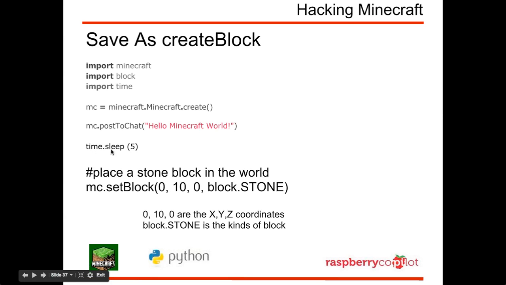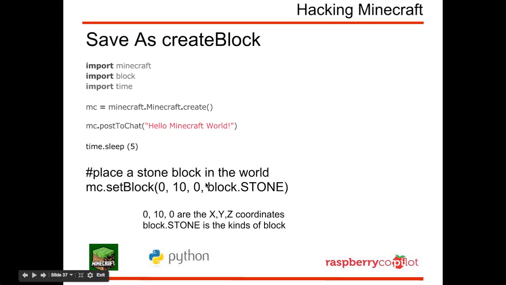So hello Minecraft world will stay up for 5 seconds, and then we're going to place a stone block in the world. This is the new code. Again, we're using this mc dot that connects back up here, and then we're using setBlock, which is a function from our block module. And then these are the X, Y, and Z coordinates.